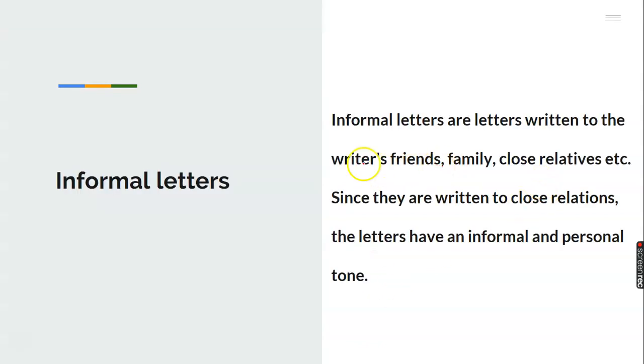Informal letters. Informal letters are letters written to the writer's friend, written to family or close relatives, and so on. And so, since they are written to close relations, the letters have an informal and personal tone. Informal and personal tone. So that's the difference between formal letter and informal letter. Formal letter has a formal tone, while the informal has the informal or personal tone.